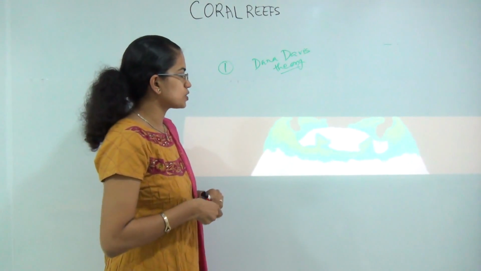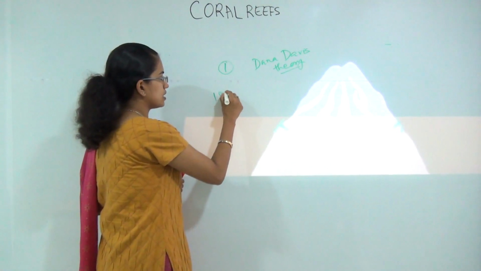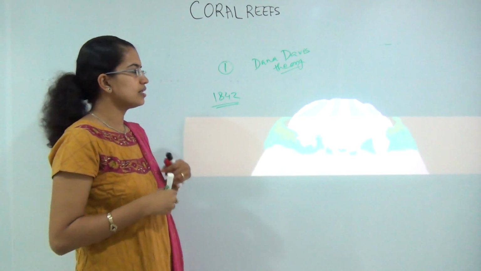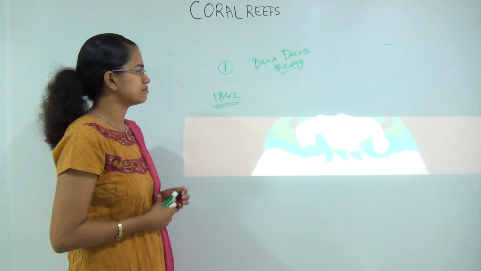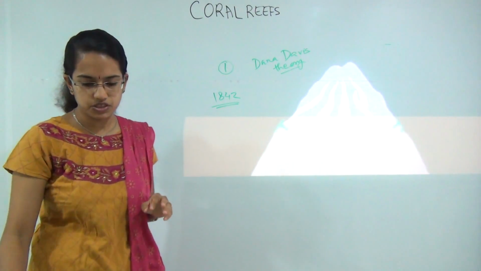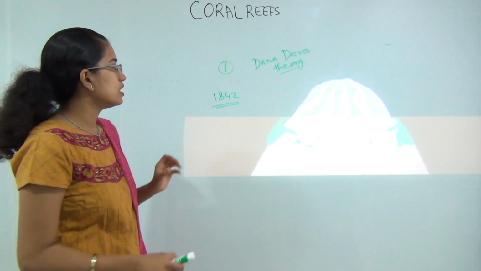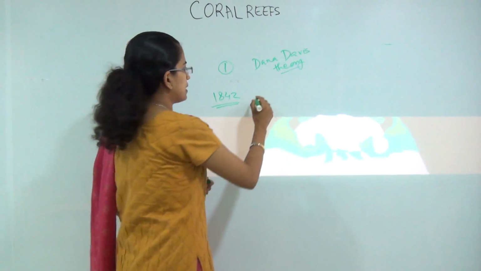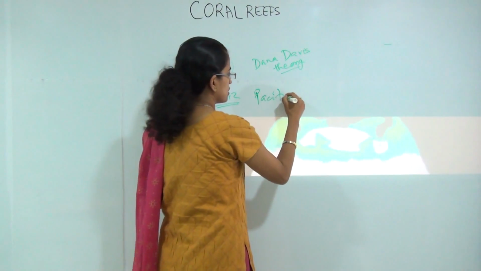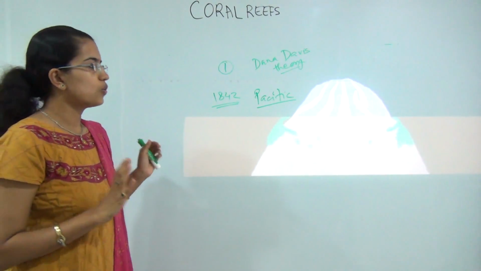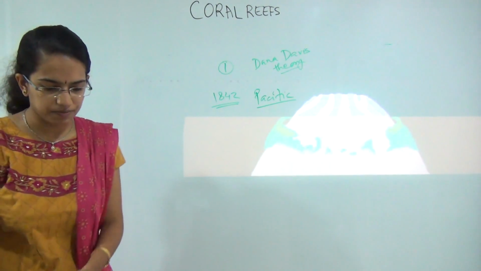So this concept was first propounded by Darwin in 1842. This was later on propagated and further given by Dana and Davis, and therefore it's also known as Dana-Davis theory. Most of the reefs that meet this theory are found in the Pacific region, and this holds true for most of the coral reef formations in India.